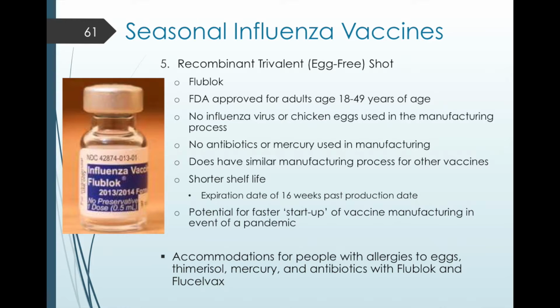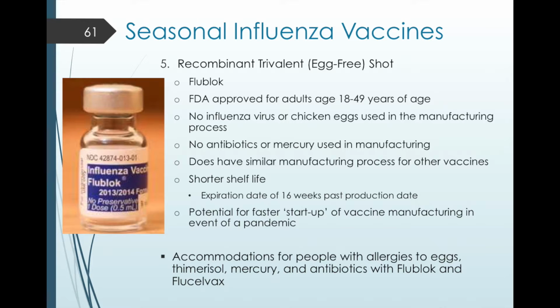The last one is a recombinant trivalent egg-free shot. So this one has 3 different strains in it as well. Its name is Flublok. It's FDA approved for people between the ages of 18 and 49. There is no influenza virus or chicken eggs used in the manufacturing process. There's no antibiotics. There is no mercury used in the manufacturing. So if you are allergic to thimerosal as well, there is none of that in this vaccine.